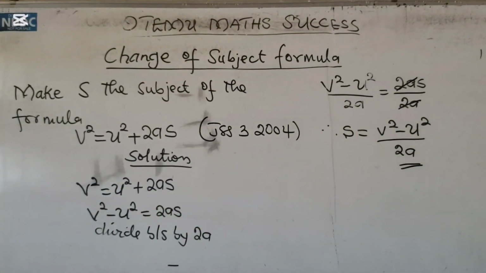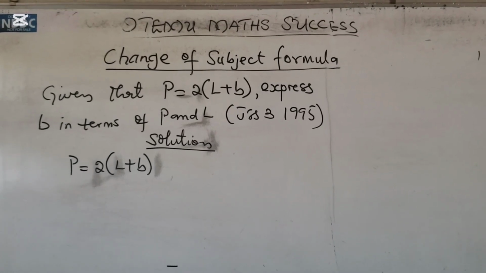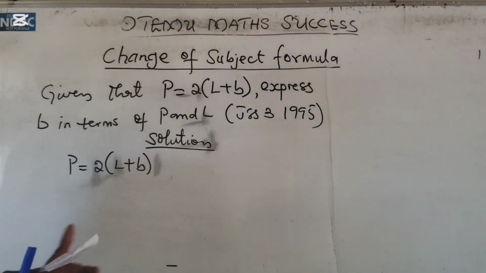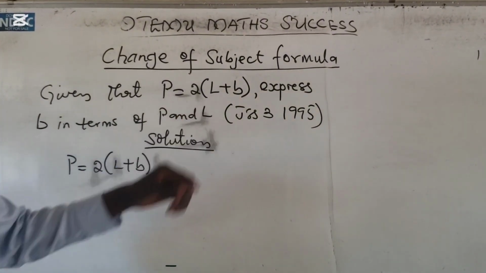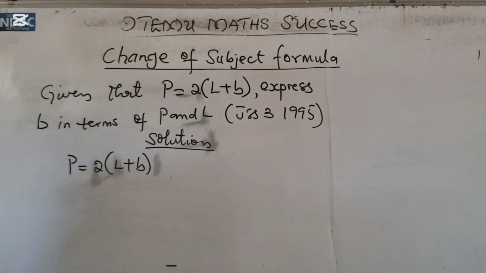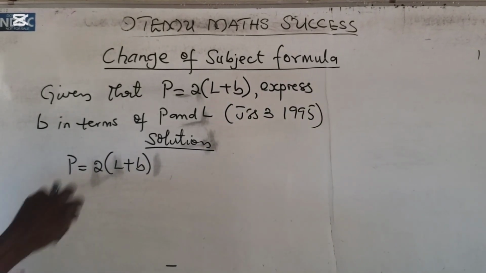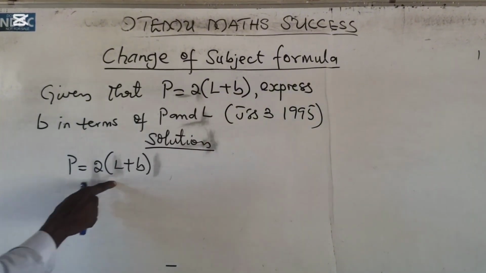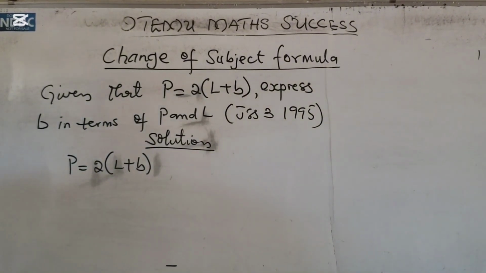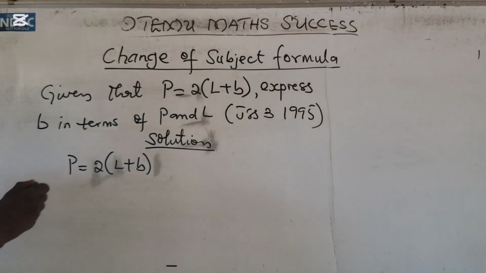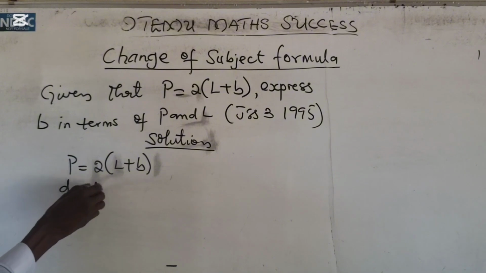So I want to give you an example. Let's do example number 2 on change of subject formula. Given that P is equal to 2 bracket length plus breadth, express B in terms of P and L. You can solve this in 2 ways. I can clear the bracket, but no, I want to divide both sides.